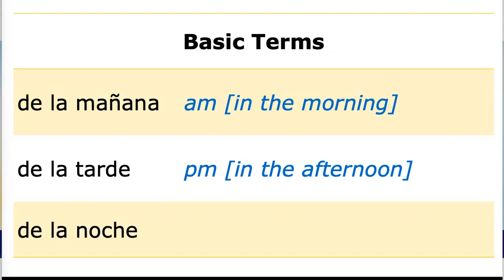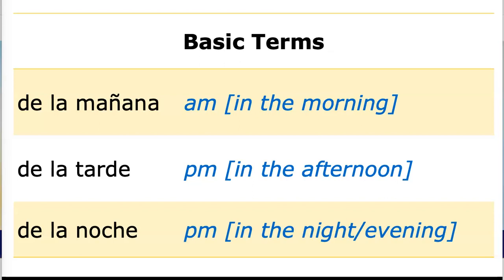De la noche is also p.m., but here it's going to translate to in the night or the evening. And notice we're using de. De is a preposition, and literally it means of the morning, but when we translate it into English, it's in the morning.